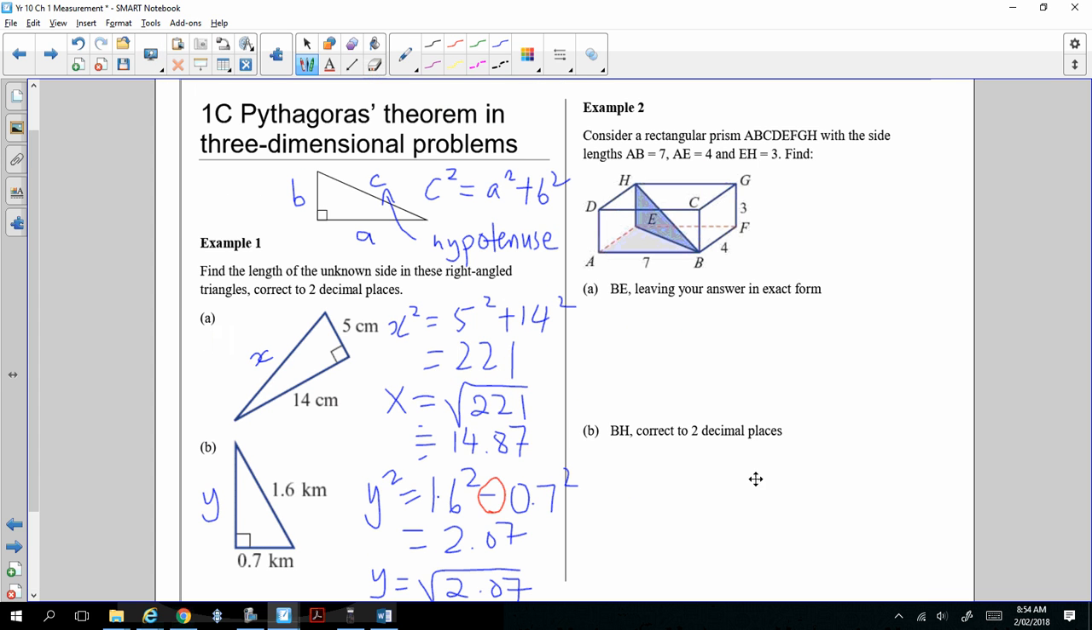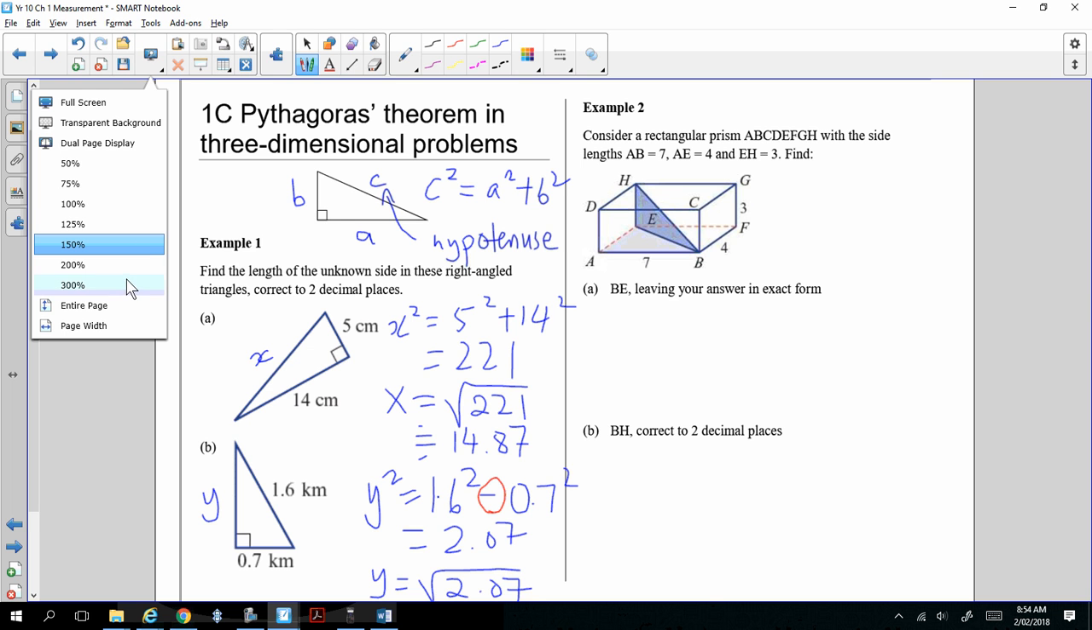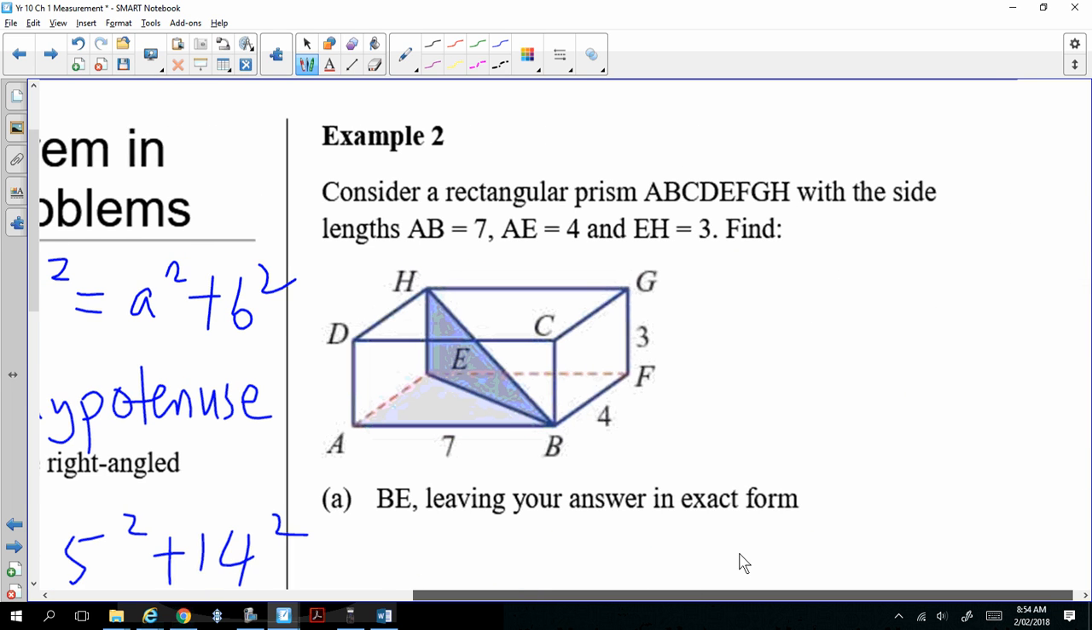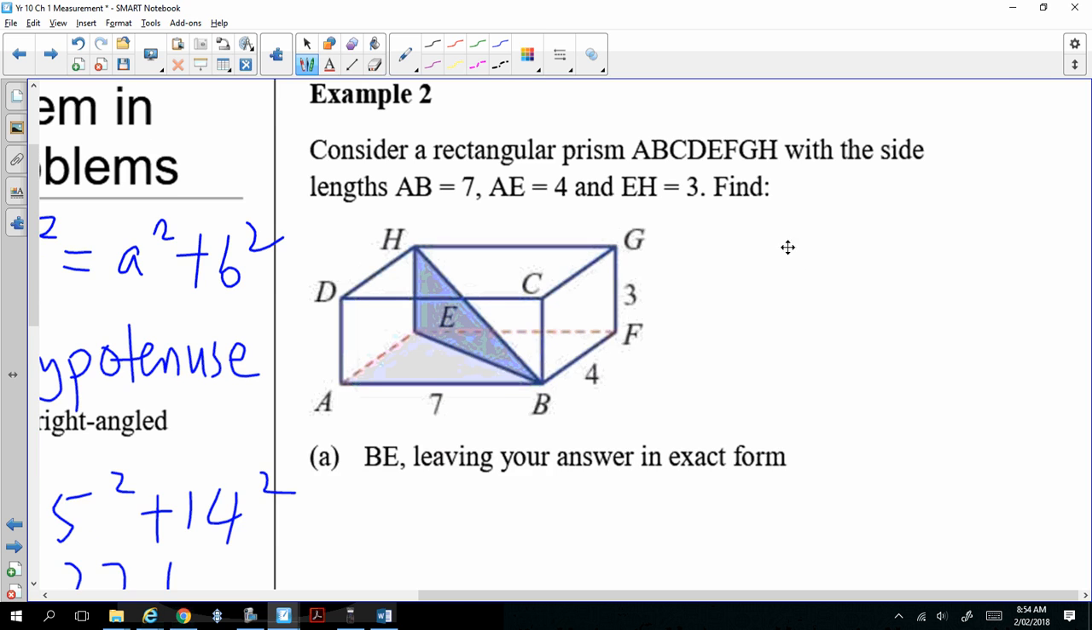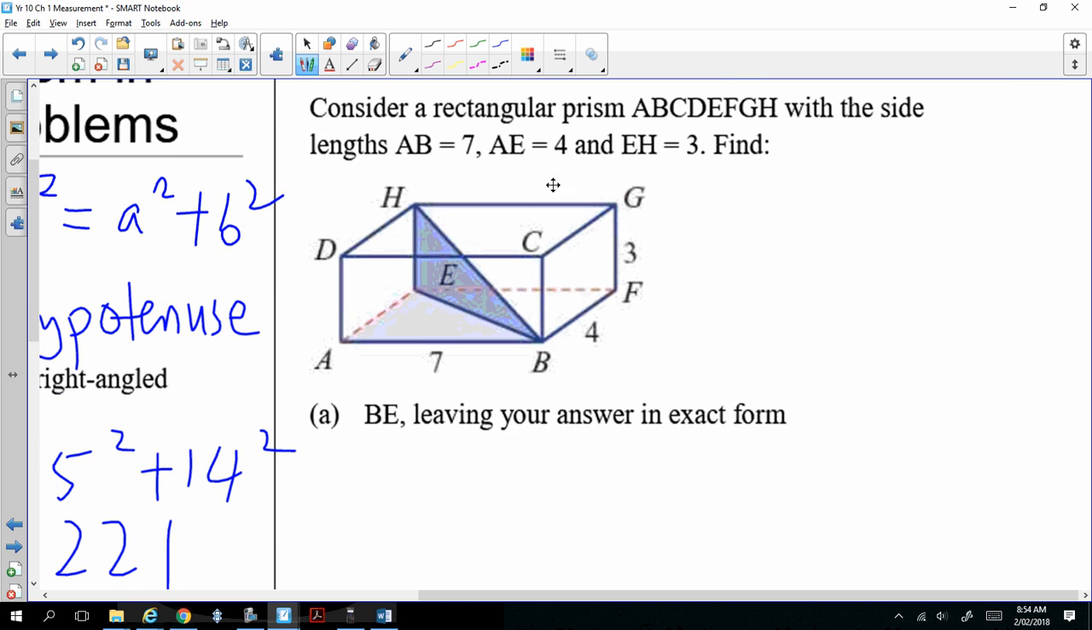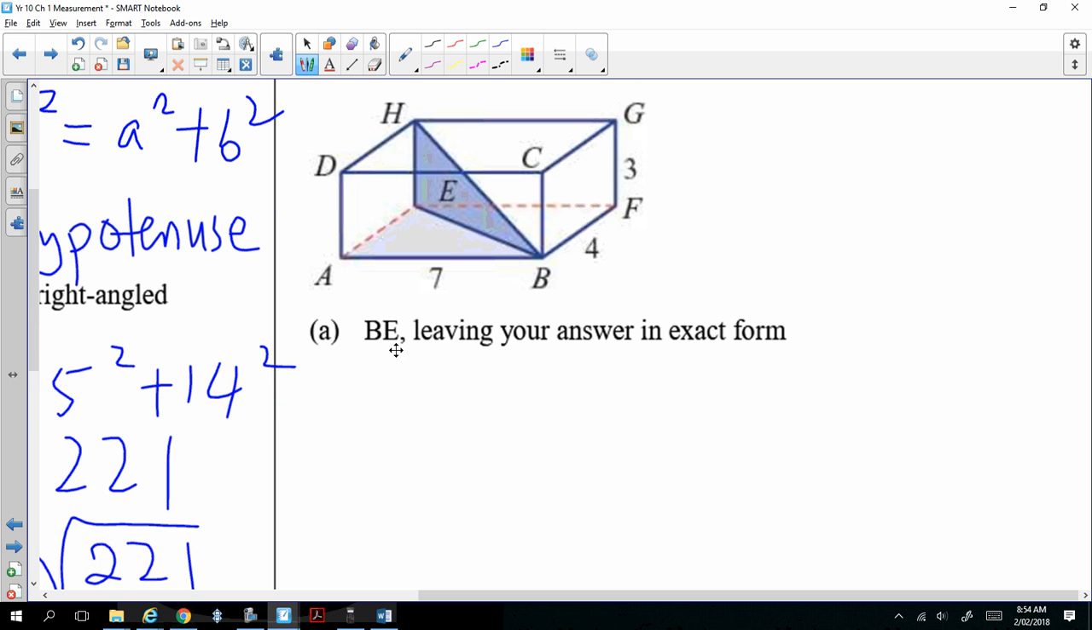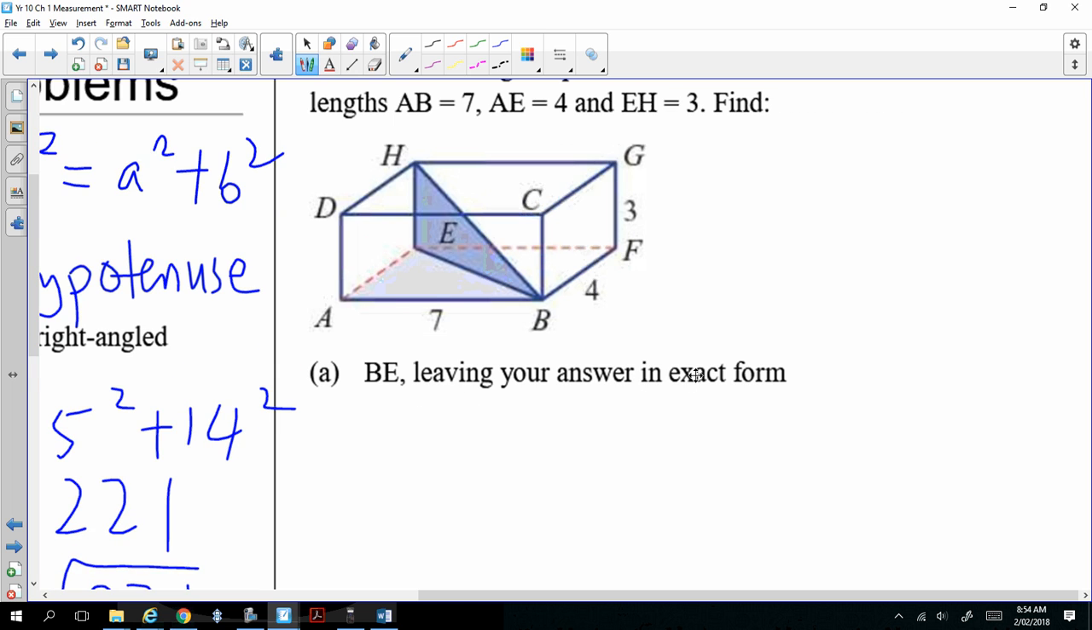All right, then we'll do a 3D problem where you have to find the hypotenuse of a triangle in a 3D shape. Okay, let's move on to this. Example 2, consider the rectangle ABCD, a rectangular prism. So we have all the sides drawn, labeled. Find BE, in exact form. So BE is this length in red. So that's BE. Because it's a rectangle, this is also 4.